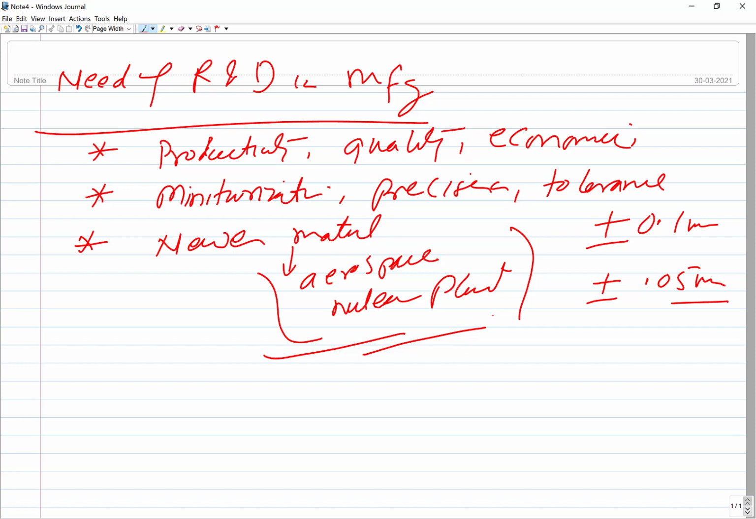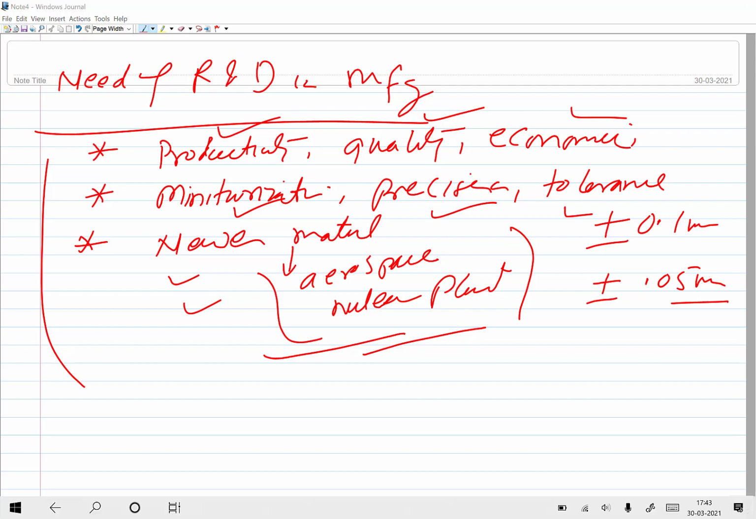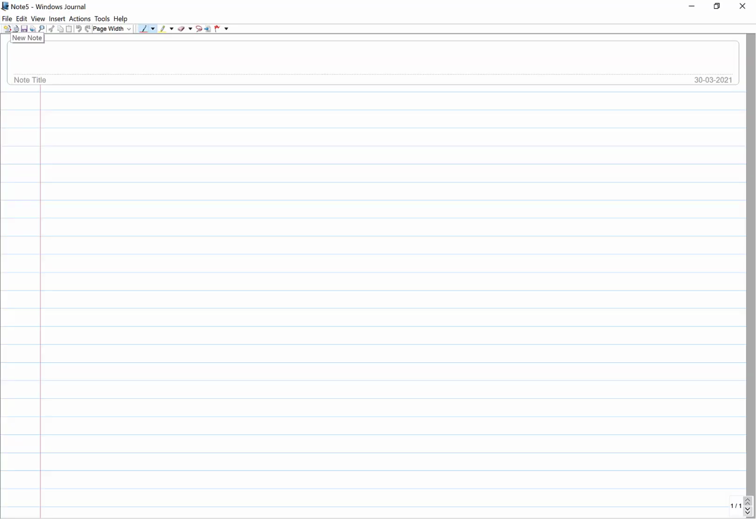So coming to manufacturing, that's why there is a need to improve the productivity, quality and economics, to deal with the challenges of miniaturization, precision and tolerance, and to manufacture goods and products of the newer materials which are being developed for working under more harsh and severe conditions.